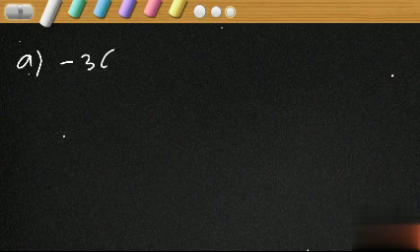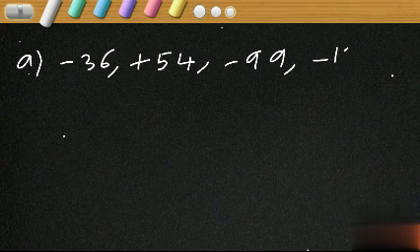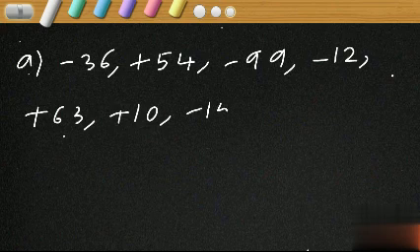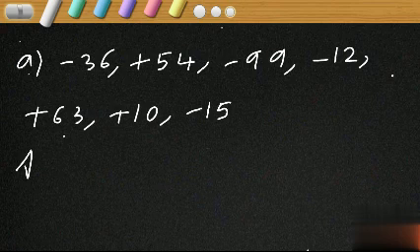The given integers or given numbers are A: minus 36, plus 54, minus 99, minus 12, plus 63, plus 10, minus 15. Okay, this much. This has to be arranged in the ascending order and descending order. Okay, first let's try to write the ascending order first.